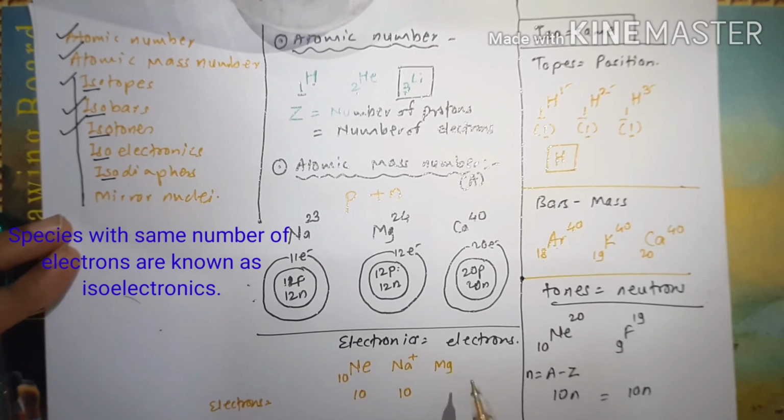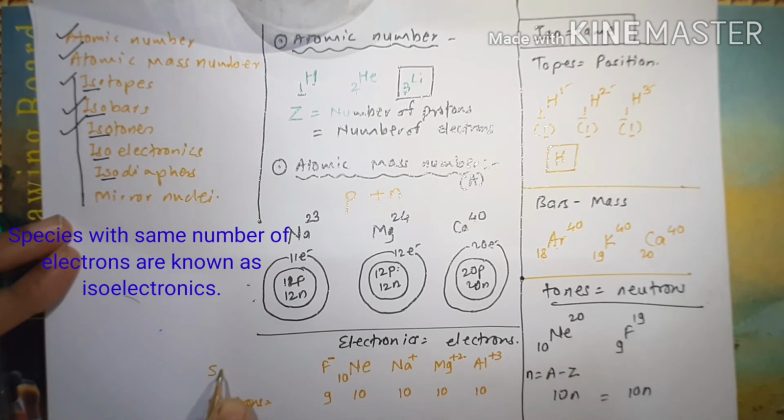Here we have magnesium, atomic number 12. If 2 electrons are removed, 10 remain. Aluminium, atomic number 13, total electrons are 13. If 3 electrons are removed, Al3+ consists of 10 electrons. Fluorine has atomic number 9, but if one extra electron is added, for the fluoride ion, the number of electrons is 10.